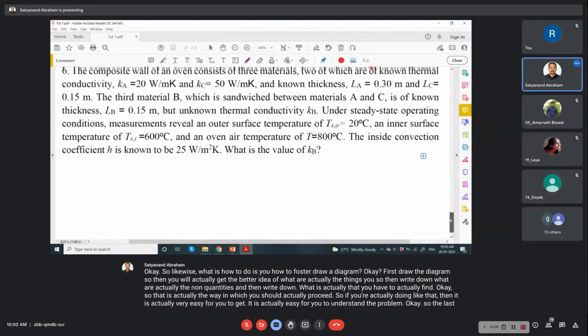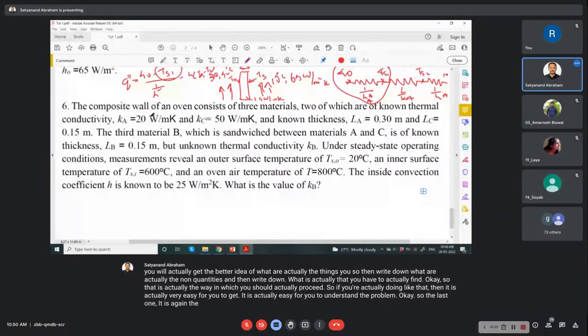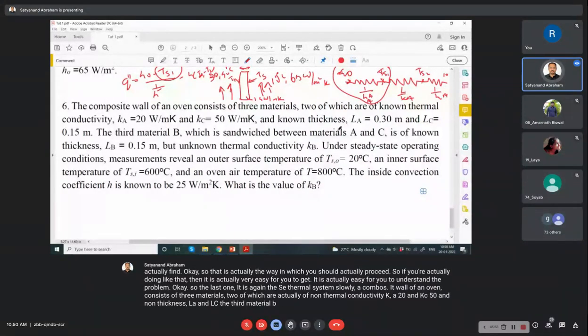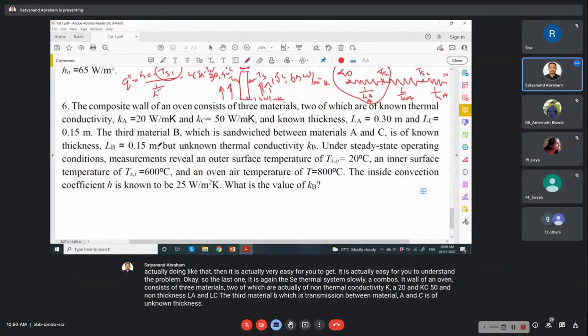So the last one is again the thermoresistant solid. A composite wall of an oven consists of three materials, two of which are of known thermal conductivity, Ka 20 and Kc 50, and known thickness La and Lc. The third material B, which is sandwiched between material A and C, is of known thickness 0.15 meter, but unknown thermal conductivity.